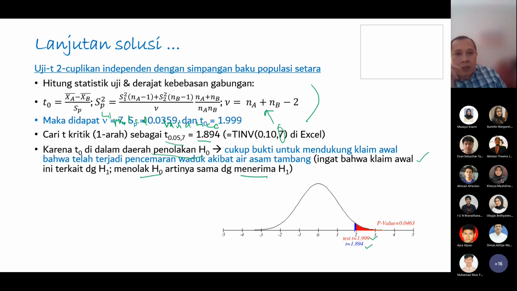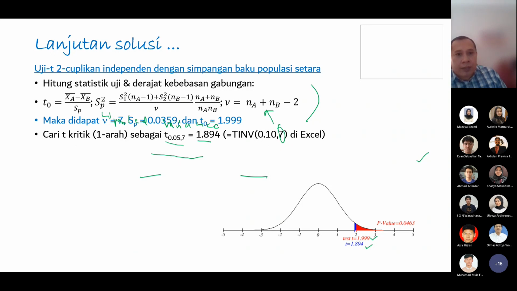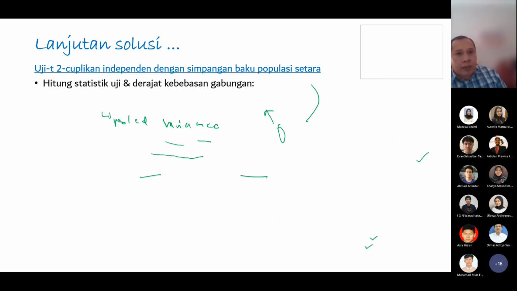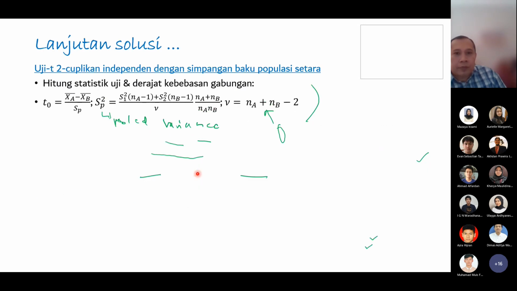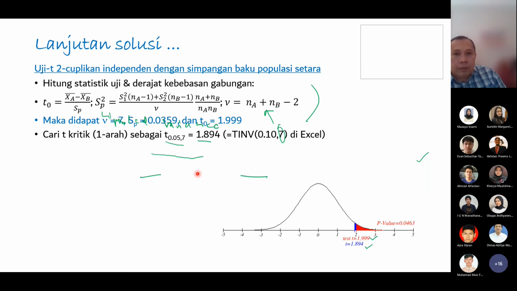One of the more important concepts in this two small sample t-test is that you need to check this one first. You need to check the equality of variance before you do any other calculation. So you have to check this one first before deciding which formula to use.